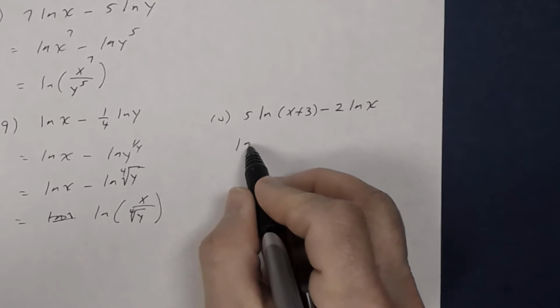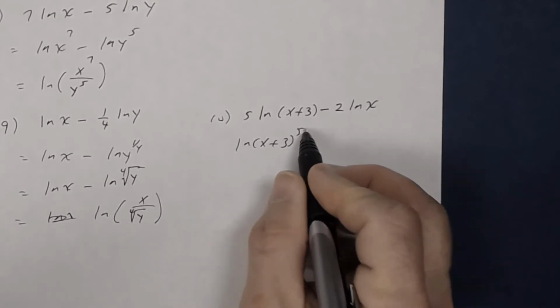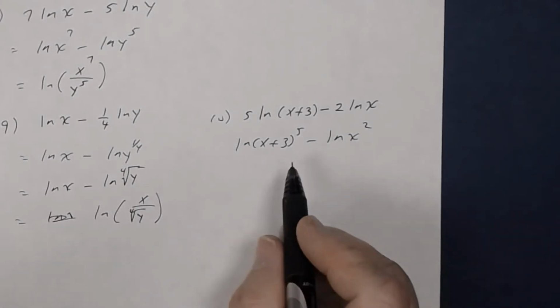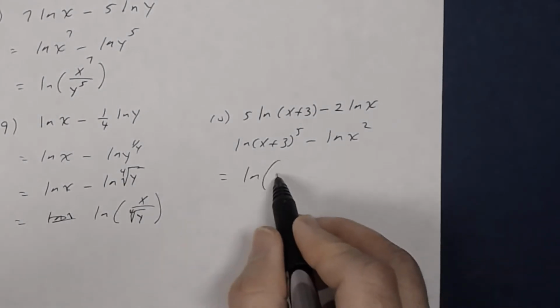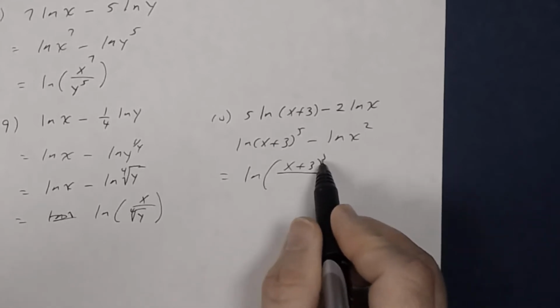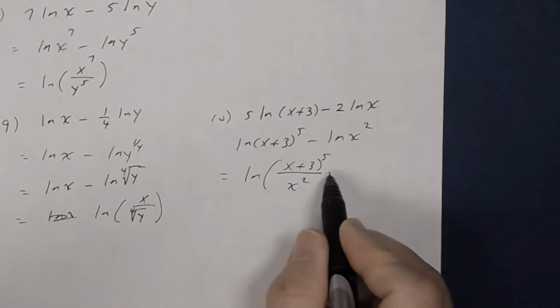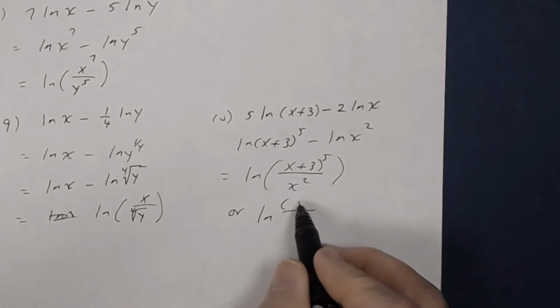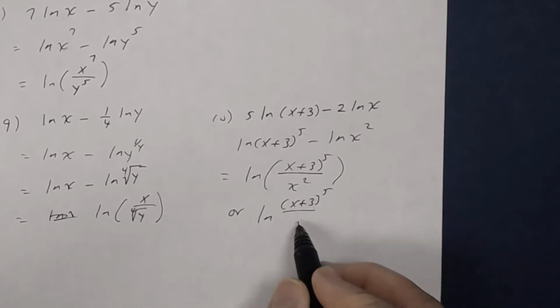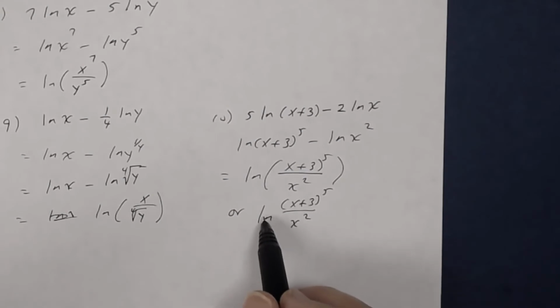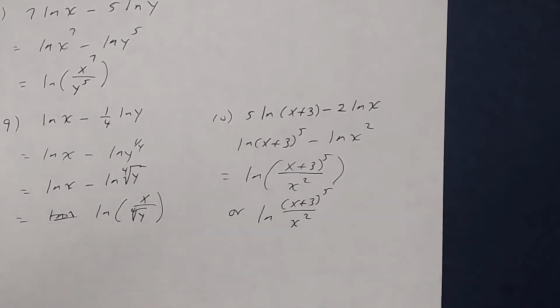So this becomes the natural log of x plus 3 to the 5th minus the natural log of x squared. And now I can use the quotient rule. So this becomes natural log, in parentheses, the numerator is going to be x plus 3 to the 5th, and the denominator is going to be x squared, just like that. Now if you want to, you can rewrite it a little bit better, where you can just say x plus 3 to the 5th divided by x squared. Okay, as long as it's obvious that you're taking the natural log of this fraction. All right, so that's number 10.